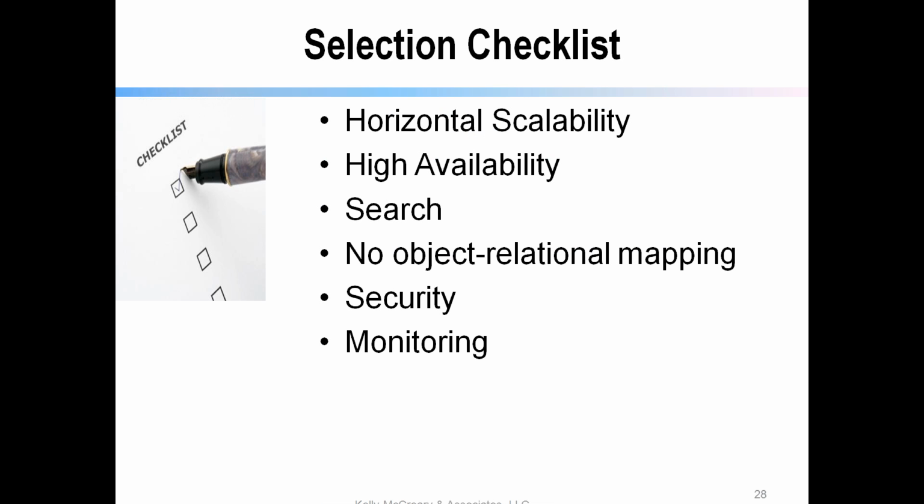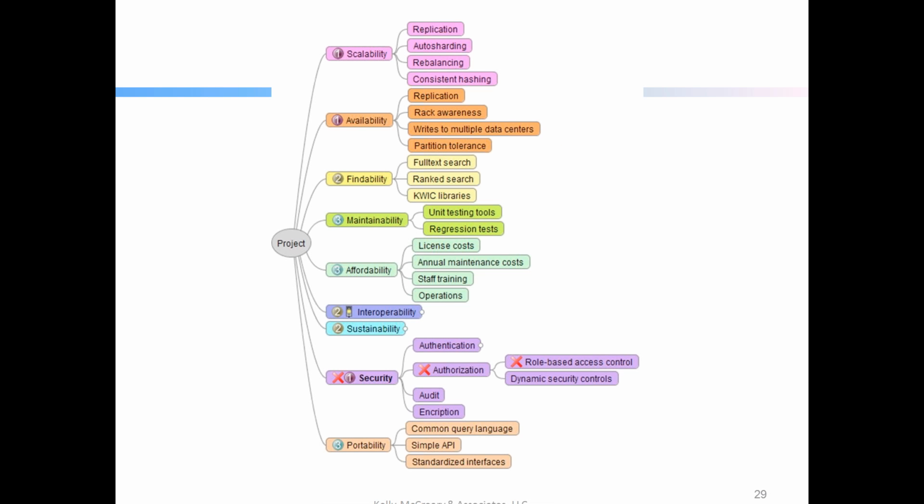We want you to go through a checklist of what you really need, and if horizontal scalability, availability, search, object relational, and monitoring are all on your checklist, I think you're going to find that the number of solutions that really meets all those criteria starts to drop down pretty quickly. In our book, we then go through a pretty formal process of looking at the qualities, the illities of the system, and helping you, this is just a sample that we did for a project a while ago, look at how different systems match the requirements.